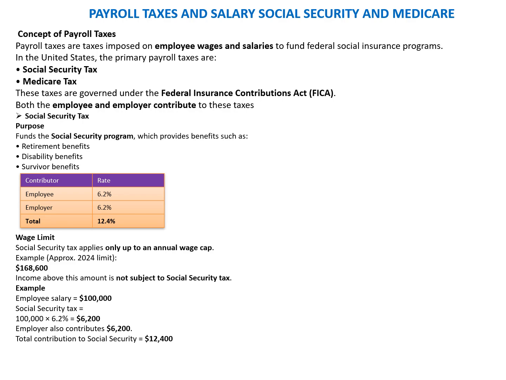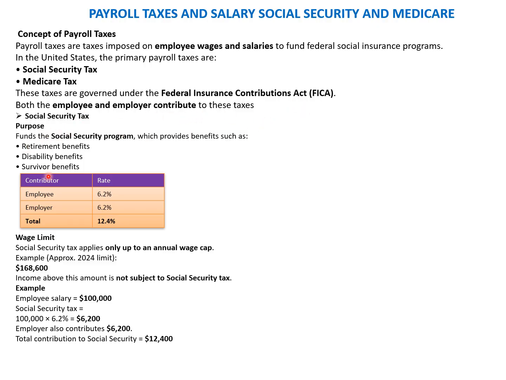Okay. Now we'll talk about another important section, which is payroll taxes, which includes two specific types of taxes, Social Security and Medicare. The concept of payroll taxes: these are taxes imposed on employee wages and salaries to fund the federal social insurance program. In the United States, the primary payroll taxes are Social Security tax and Medicare tax. These taxes are governed under the Federal Insurance Contributions Act, which we normally call FICA. Both the employees and the employer contribute to these taxes.